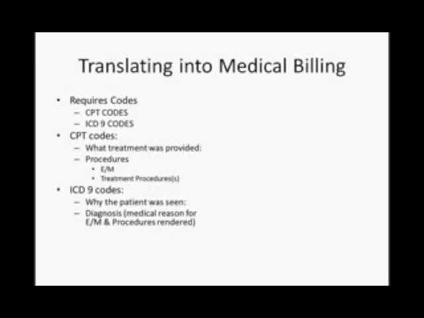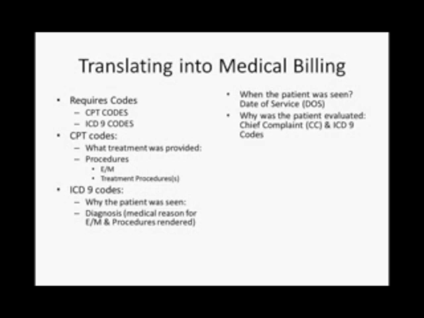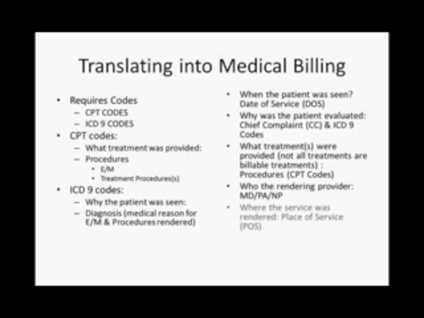Then you have your ICD-9 codes. This tells us why the patient was seen. It's basically the diagnosis, the medical reasoning for evaluating the patient and rendering procedures. So this again, in order to translate all of it, basically tells us through the codes when the patient was seen, date of service, why the patient was evaluated, ICD-9 codes for diagnoses, what treatments were provided, CPT codes for procedures, who the rendering provider is, where the service was rendered, place of service, and how the procedure was carried out. Details of the treatment so we can determine different levels of the CPT codes.